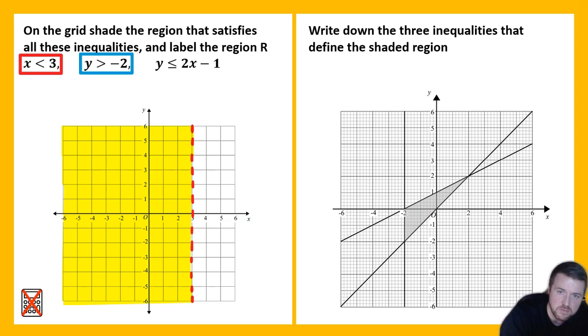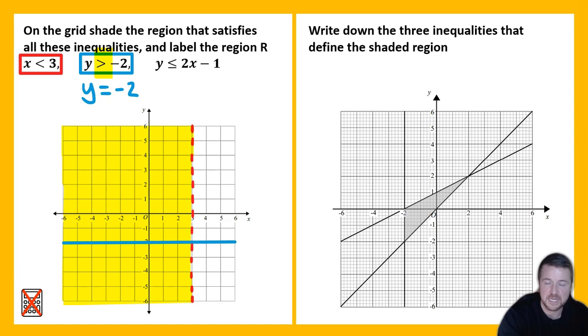For the next one, we'll consider when y is equal to -2. This will go through the y-axis at -2. The inequality symbol is strictly, so will be a dashed line, and since it's values for y that are greater than -2, it will be the region above the dashed line.